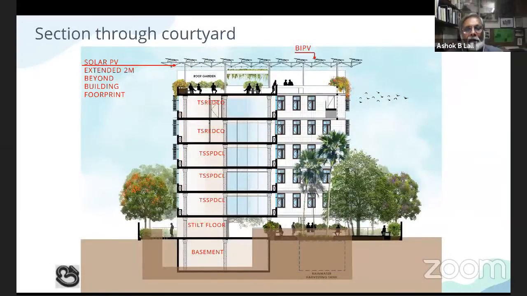Yeah, so now you begin to see the building. It's not the final design drawing, but nearly there. You begin to see what it's beginning to feel like: its height, its relationship with its neighboring spaces, how the courtyard functions, how the roof garden functions, and so on. Next.